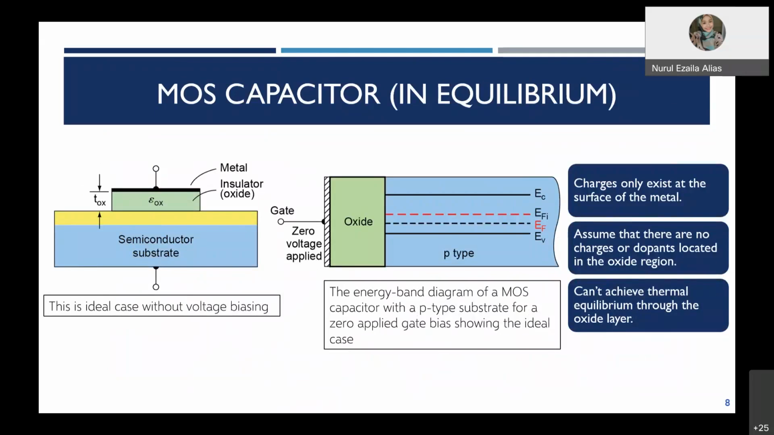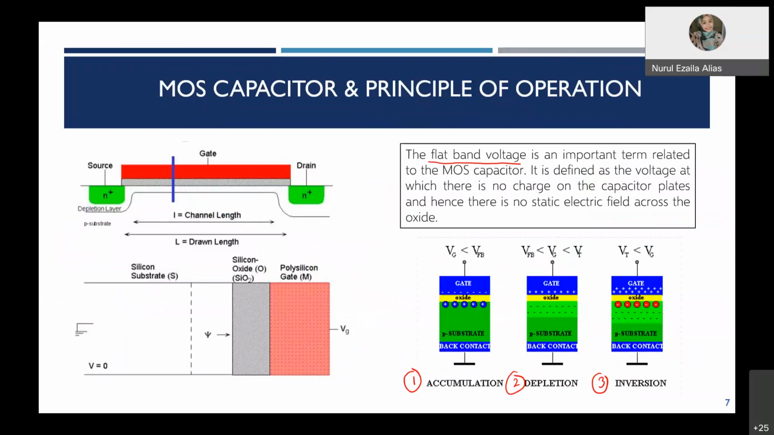So what happens in equilibrium? Equilibrium means there is no voltage applied, so we expect that the energy band diagram is flat. No bending. If I go back and draw the structure upside down, this is the metal gate, this is the oxide, and this is the substrate. So there will be a capacitance in between the plates.